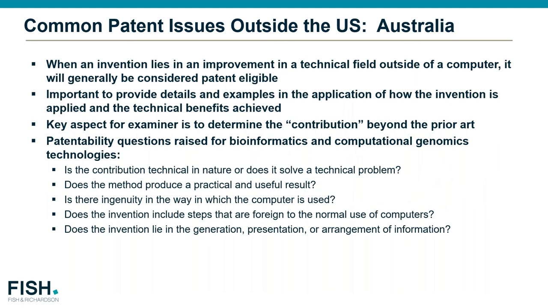In Australia and New Zealand, we got comments from Spruson and Ferguson, so thank you for that. They, again, pretty similar to other countries, but when an invention lies in an improvement in a technical field outside of the computer, generally considered patent eligible. They highlighted, as Patrick did, it's important to provide details and examples in the application of how the invention is applied and the technical benefits achieved. So again, that's where US drafting is helpful in other countries. Some of the key aspects that the examiners look for is what actually is the contribution made by the invention beyond the prior art. And the questions that they look for are outlined below. I'll let you read those as we're running towards the end of the hour. Next slide, please.